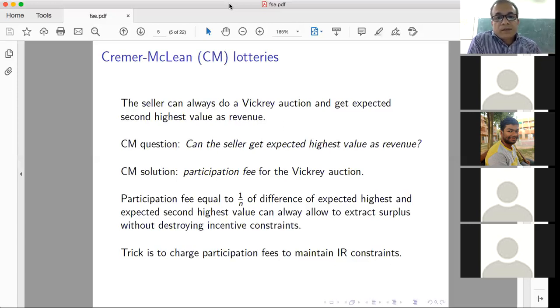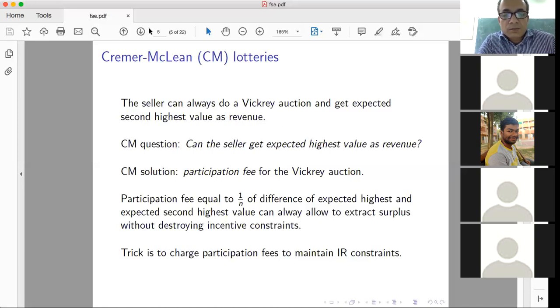Okay, and the Kramer-McLean solution is that on top of the Vickrey auction, you introduce a participation fee to every bidder who is participating in the Vickrey auction. So you not only conduct a Vickrey auction, but also before every bidder enters the Vickrey auction, you ask them to pay a participation fee. The clever insight is that this participation fee can be designed in a careful manner such that incentive and participation constraints are maintained.